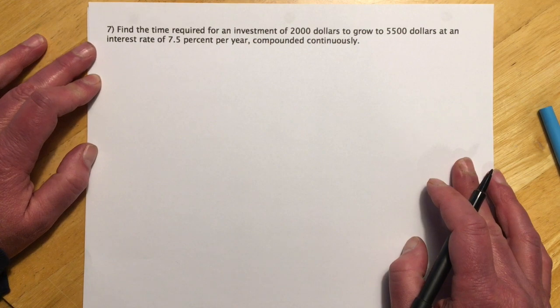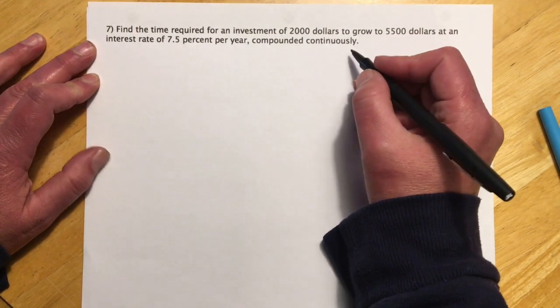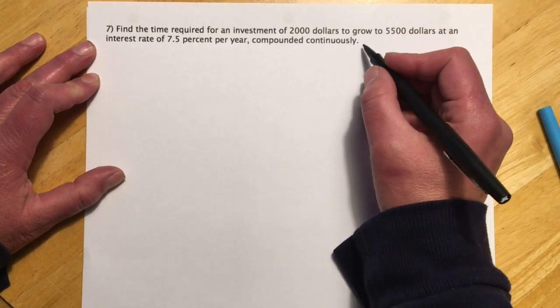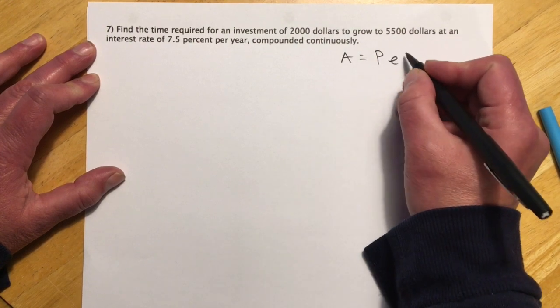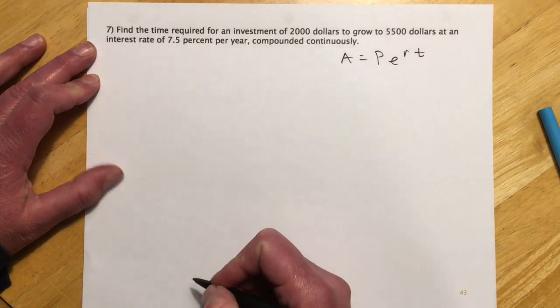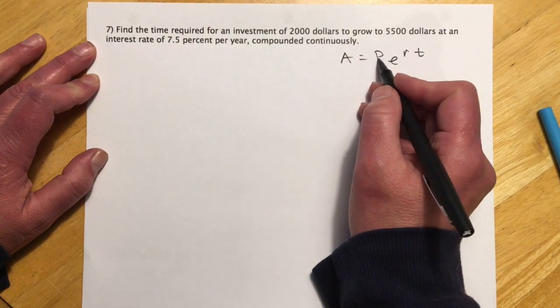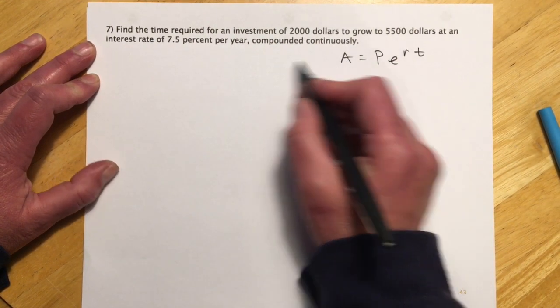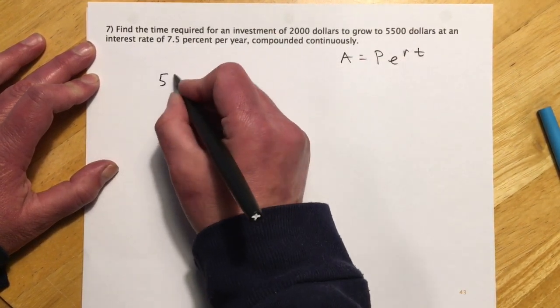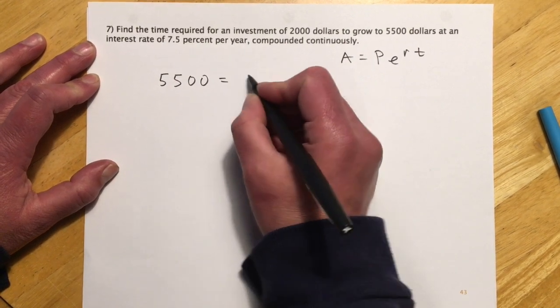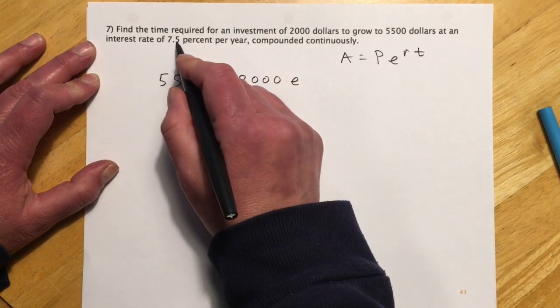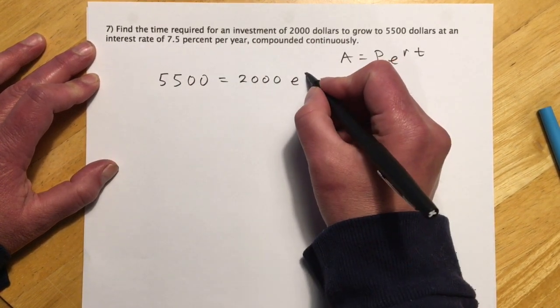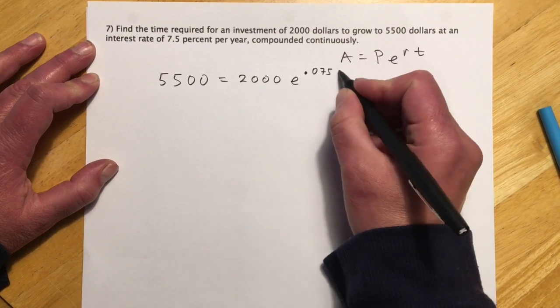And last one. Find the time required for an investment of $2,000 to grow to $5,500 at an interest rate of 7.5% per year, compounded continuously. So remember, our compounded continuously formula from earlier in the chapter was the amount will equal the principal e to the rate and then times time. So this is our principal, how much we put in, how much we get out. So this will be our 5,500 on this side, 2,000, e, rate we know 7.5%, so that's 0.075, and then t.